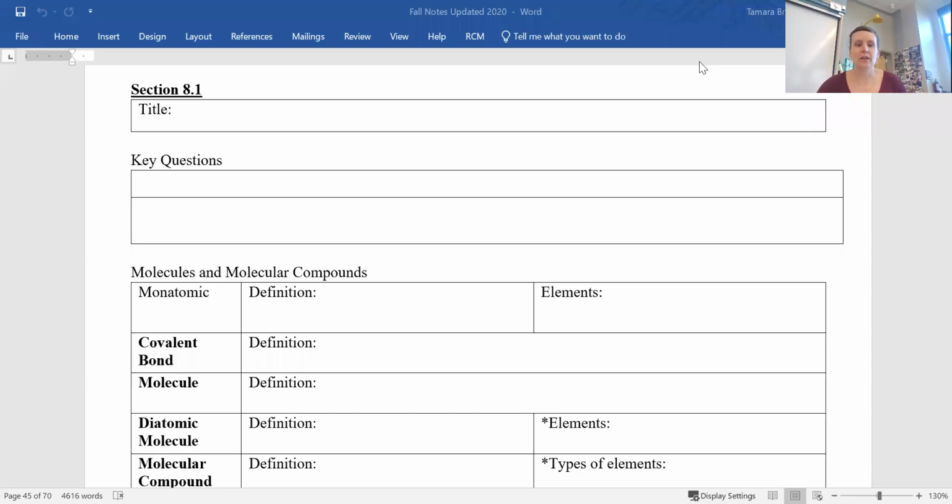Hey everybody, these are the class notes for section 8.1. So you should have most of this filled in. I'm just going to go in and throw in some highlights here and there.